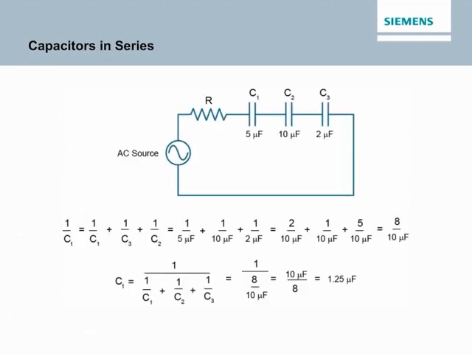Connecting capacitors in series decreases total capacitance. The formula for series capacitors is similar to the formula for parallel resistors. In the accompanying circuit, an AC source supplies electrical power to 3 capacitors.